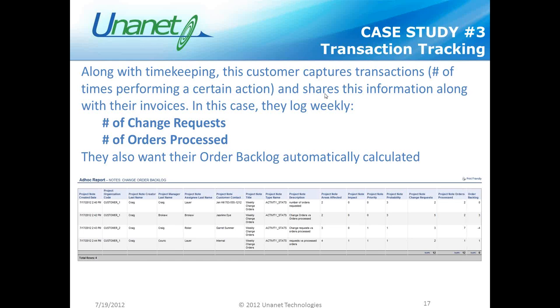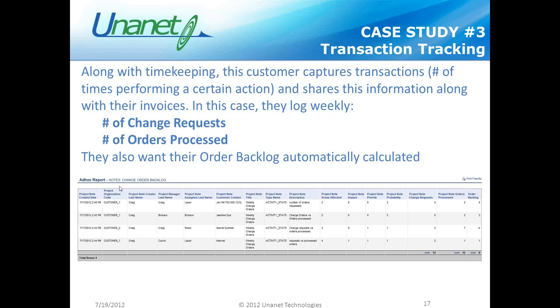They share this information along with their invoices, and so they needed to create a weekly log that they could then report on and submit with their invoices. They needed to track a number of change requests versus the number of orders processed in any given week. Their second request was to then calculate automatically an order backlog, which would be a variance between the weekly number of change requests and the orders that were processed that week.